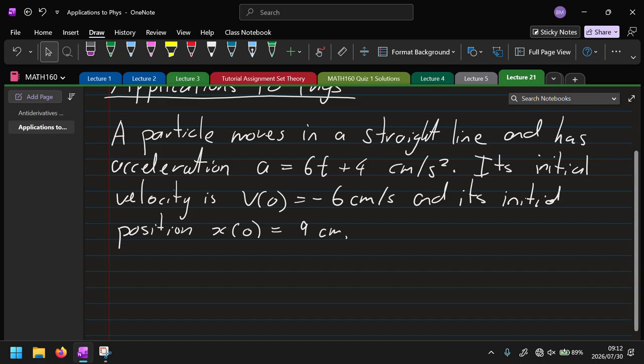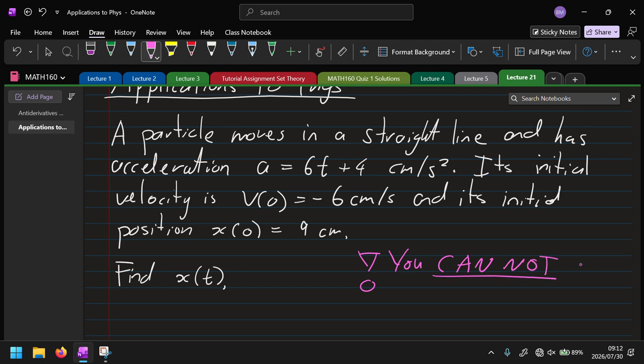We've got this particle moving. We know its acceleration. We know its initial velocity and its initial position. The goal is to find x of t. Now I'm going to put a very big warning sign before you lose 5 marks in the test.